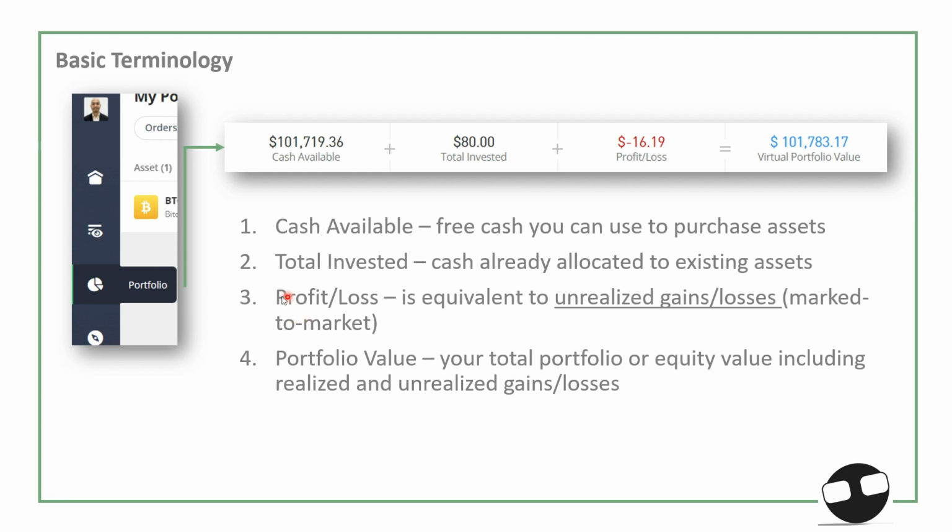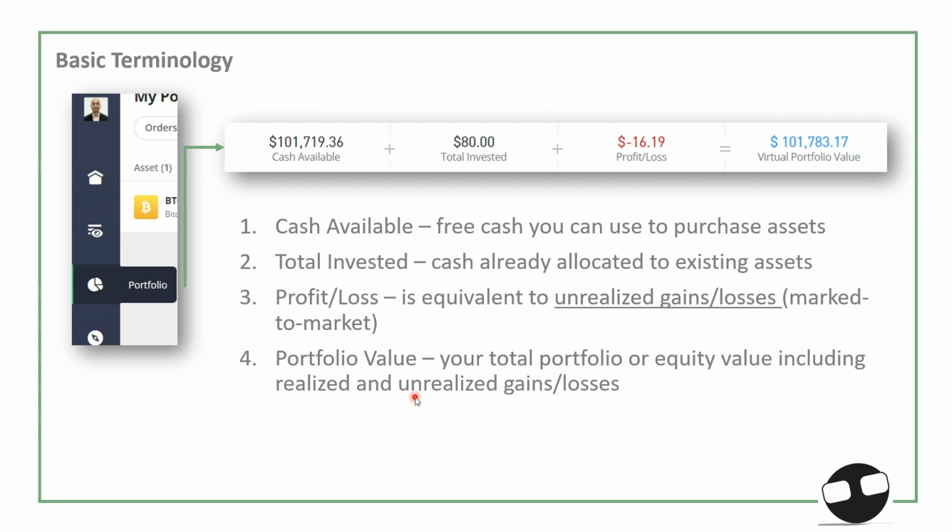And then number 3, you have profit loss, this portion here. It can actually turn green if you're having unrealized gains, and red if you're having unrealized losses. So that's equivalent to unrealized gains or losses, meaning mark to market. So they can vary from time to time depending on the market conditions. So just try to take note of the word unrealized.